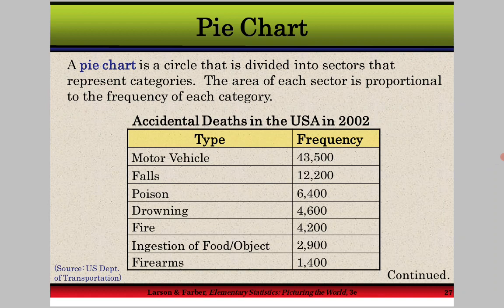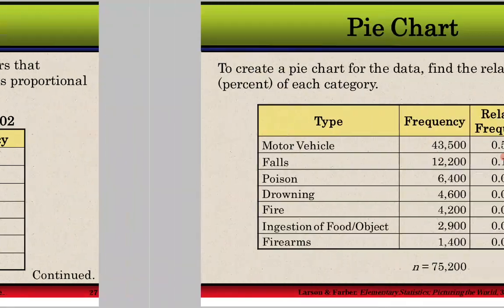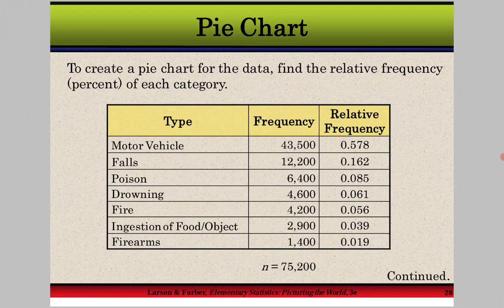Accidental deaths in the USA in 2002. This is a simple sample data set. The table lists type and frequency: motor vehicles 43,500, falls, poison, drowning, fire, ingestion of food or object, firearms, like that. So, how to depict or draw a pie chart?